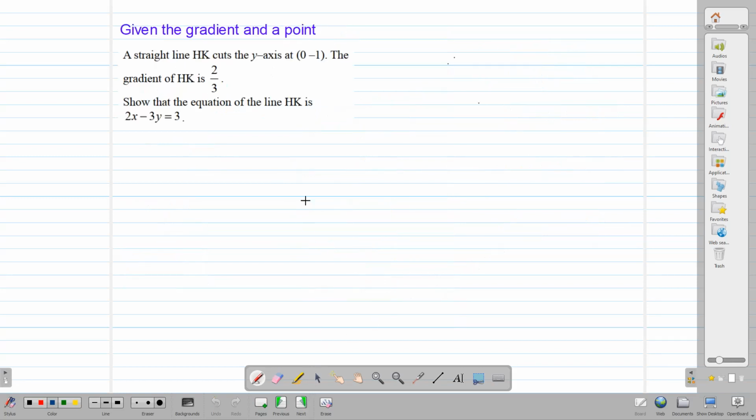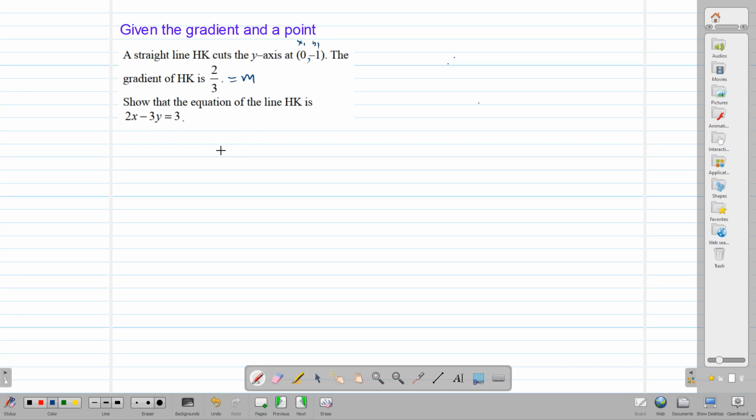Moving on to the next example, we have a question that says a straight line cuts the x-axis, the y-axis at (0, -1). We should ideally have a comma there. It has a gradient of 2/3. We are to show that the equation of the line is 2x minus 3y equals 3. So we have our gradient, and we have our point x1, y1.